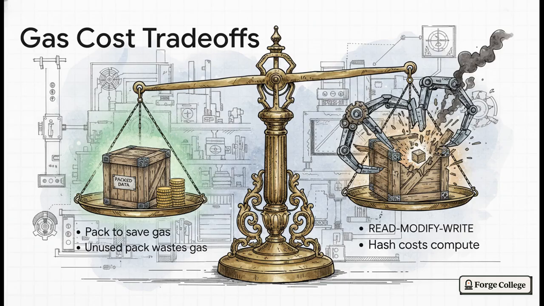Packed variables are phenomenal. They save gas if you're updating them together in a single transaction, because you're only writing to one crate. But if you pack variables that you only ever update separately, you are actually wasting gas. You are forcing the EVM to perform that tedious read, modify, write cycle on the whole crate every single time. And while dynamic hashing beautifully prevents collisions in our infinite warehouse, actually calculating those keccak hashes costs computational gas. So like everything in engineering, it's a trade-off.